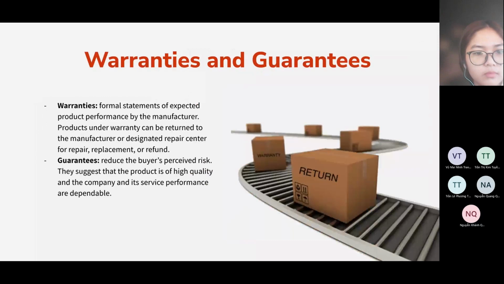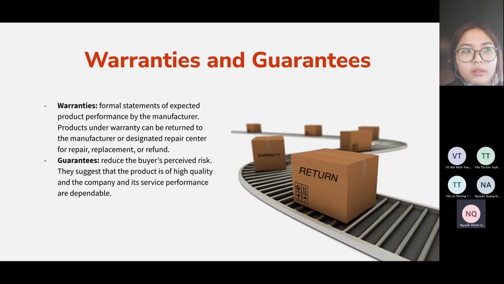So next slide, please. The next is about warranties. Warranties are defined as a formal statement of expected product performance by the manufacturer. The products under warranty can be returned to a manufacturer or designated repair center for repair, replacement, or refund. For example, when you buy some product, there may be 2 years or 3 years of warranty, and warranties reduce the buyer's perceived risks. It suggests that the product is of high quality and that the company and its service performance are dependable.